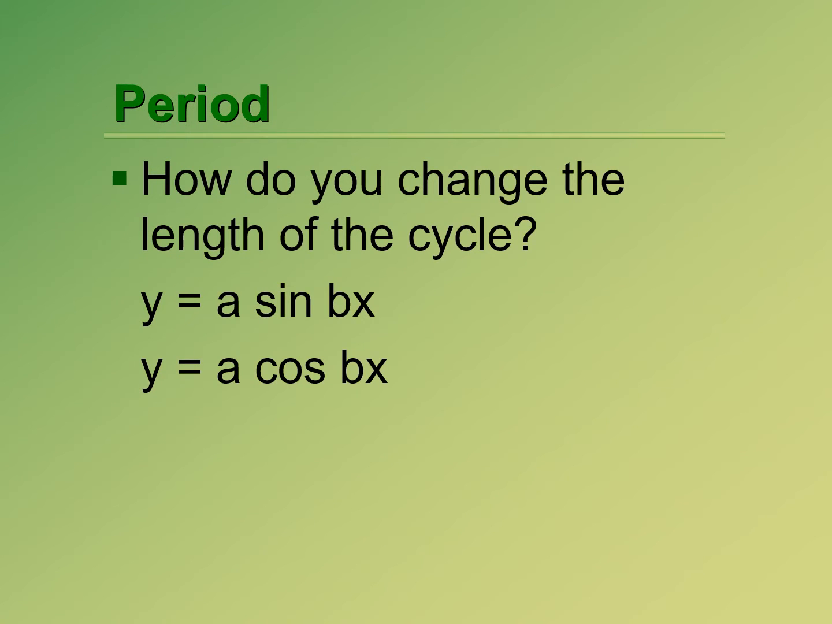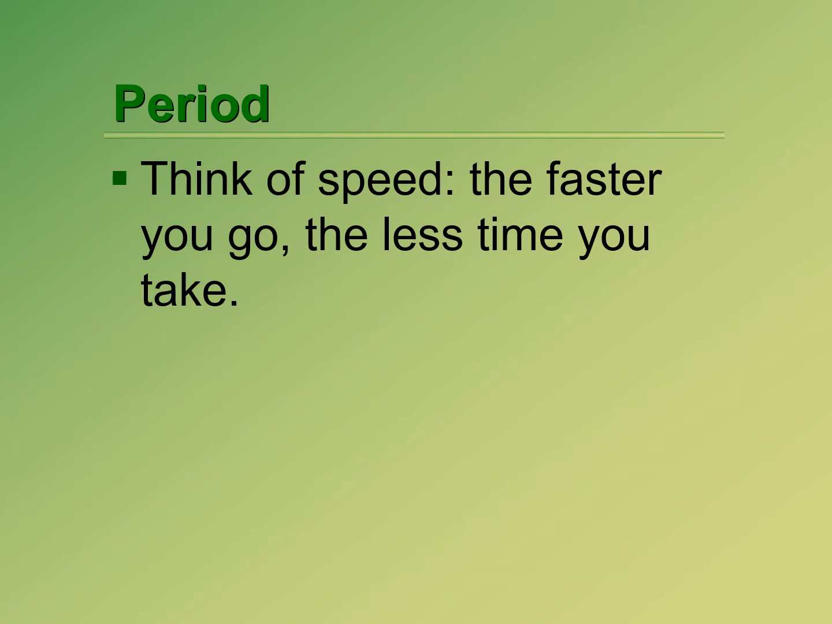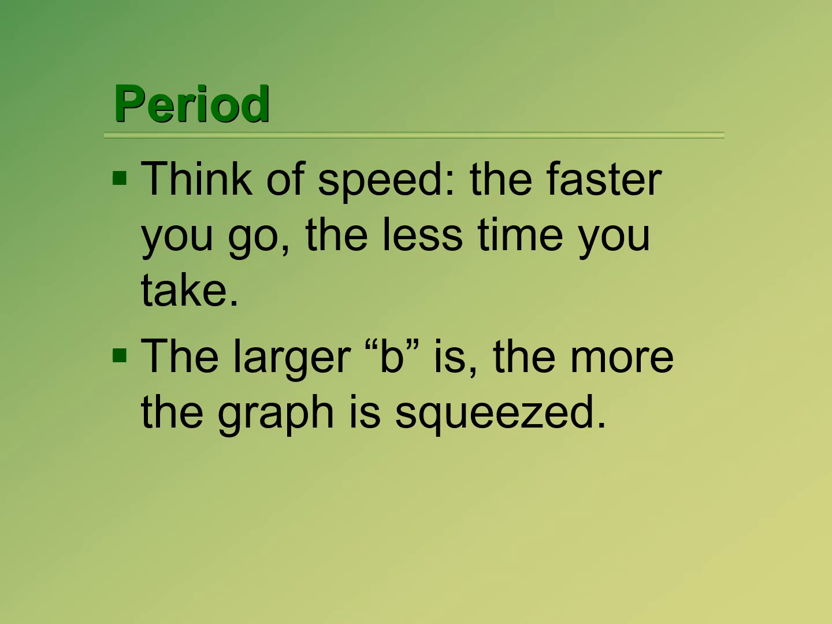All right, so how do you change the length of a cycle? So we know that A affects the amplitude. And then for period, your period is not the B, which is what we would think, because A was your amplitude. B is not your period. Your period is actually 2 pi divided by B. So think of speed. The faster you go, the less time you take. So the larger B is, the more the graph is squeezed.